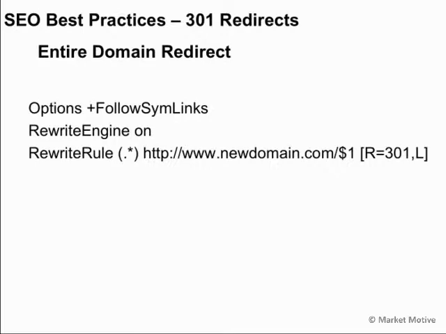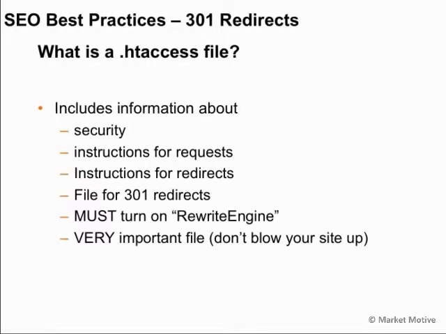If you wanted to do an entire domain redirect from one to another, this would be the code example for that. And again, you'll find snippets for the code to do this on the web, but for Apache, it's within this htaccess file. It includes information about security, about requests, about redirects. It's where you put that 301 redirect. You have to make sure that you have your rewrite engine turned to on. That is the module for what you'll often hear called mod rewrite. Mod rewrite is the function that needs to be turned on within that htaccess file, so you can do this.